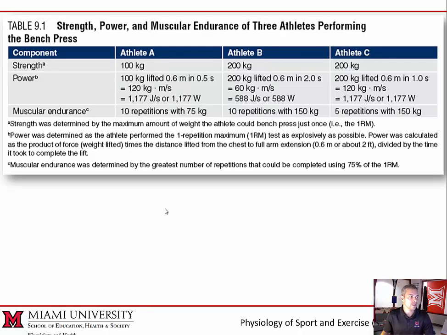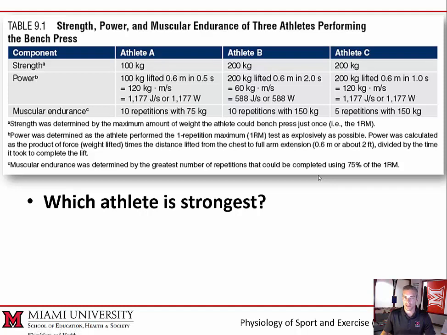All right, looking at this table next. Looking at strength, power, and muscular endurance of 3 athletes performing the bench press exercise. You can see down here below, strength was determined by performing a 1 RM bench press test. Power was determined as the athlete performing the 1 RM test as explosively as possible. And muscular endurance was determined by the greatest number of reps that could be completed using 75% of the 1 repetition maximum for the bench press. So looking at the values here, for athlete A, B, and C.